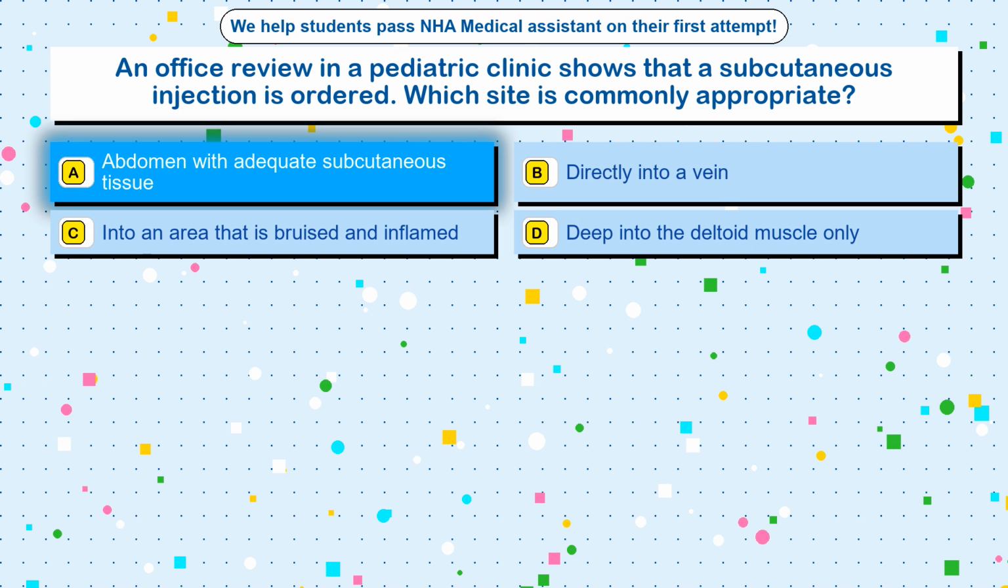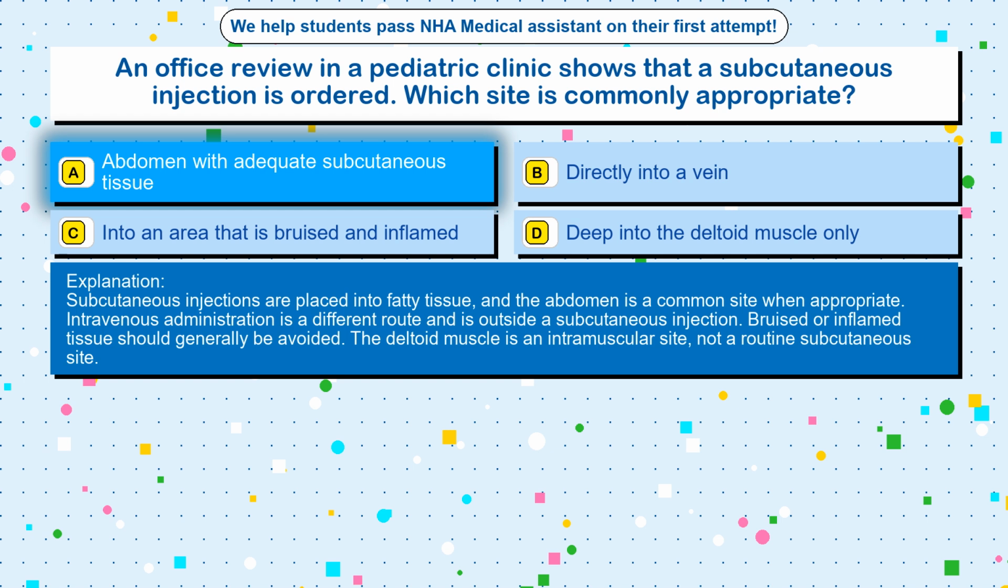The correct answer is option A. Abdomen with adequate subcutaneous tissue. Subcutaneous injections are placed into fatty tissue, and the abdomen is a common site when appropriate. Intravenous administration is a different route and is outside a subcutaneous injection. Bruised or inflamed tissue should generally be avoided. The deltoid muscle is an intramuscular site, not a routine subcutaneous site.